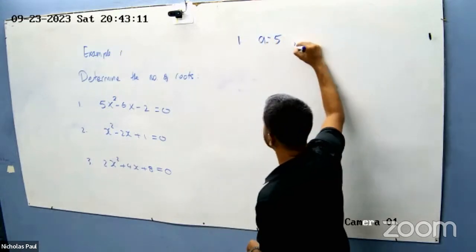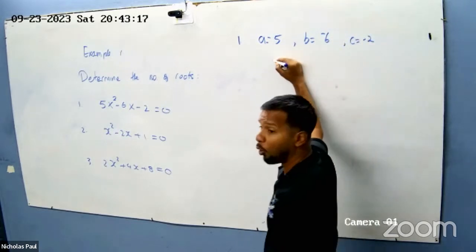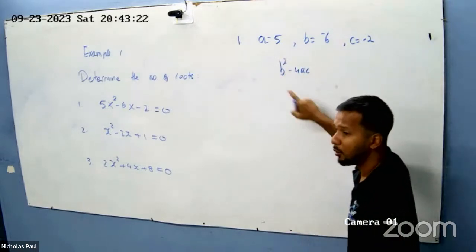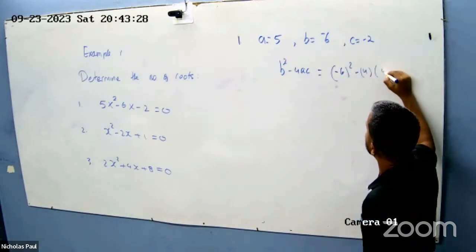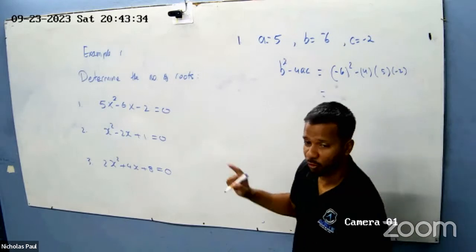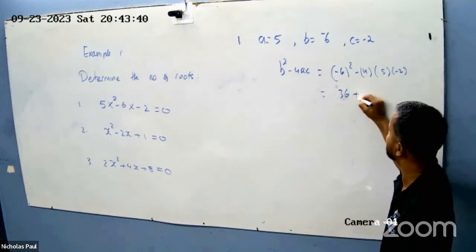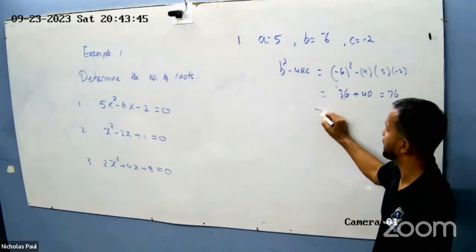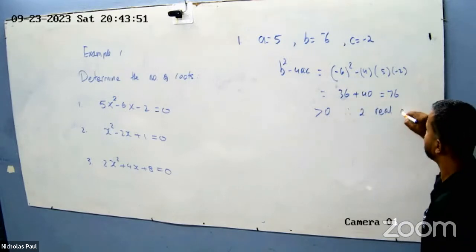Just in case you're lost, take a look here at number 1. A is 5, B is minus 6, and C is minus 2. All I want you to do is work out b squared minus 4ac. You will get minus 6 squared minus 4 times a times c. I don't even want the answer. I just want to know if it's more than 0, less than 0, or equal to 0. If you work this out, you will get 36 plus 40, so you'll end up with 76, which is more than 0. Therefore, 2 real distinct roots.